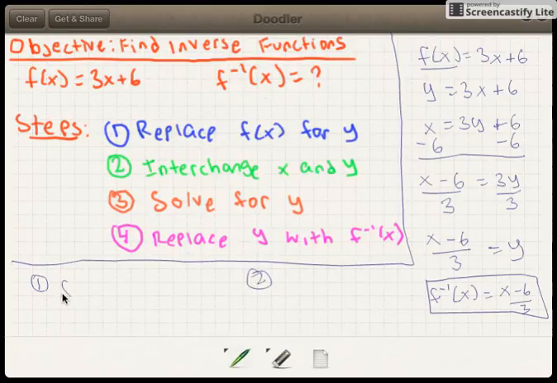So why don't you guys go ahead and give these two examples a try. We'll say f of x equals 2x plus 4, and then why don't we try, we'll say g of x equals 1/2 x minus 8. And then tomorrow we'll come in and we'll all check our work.